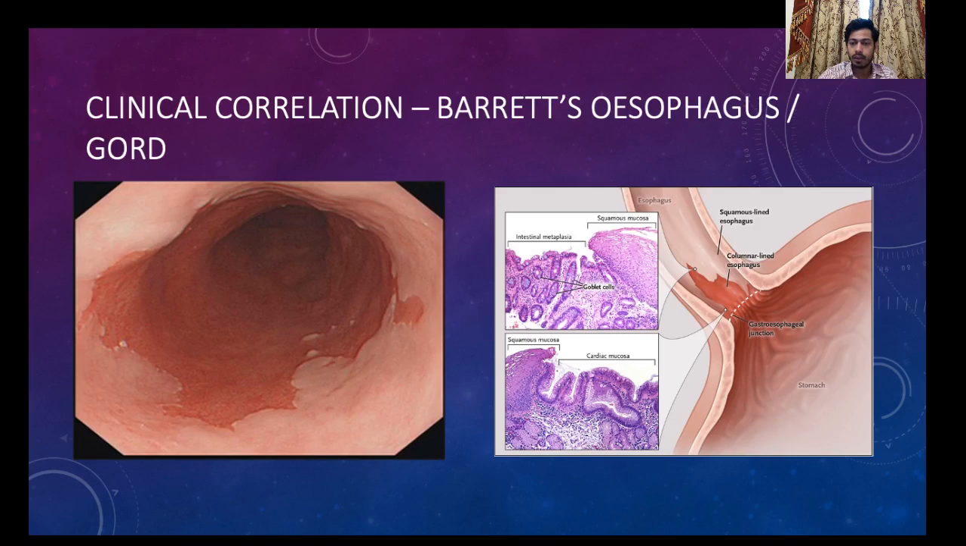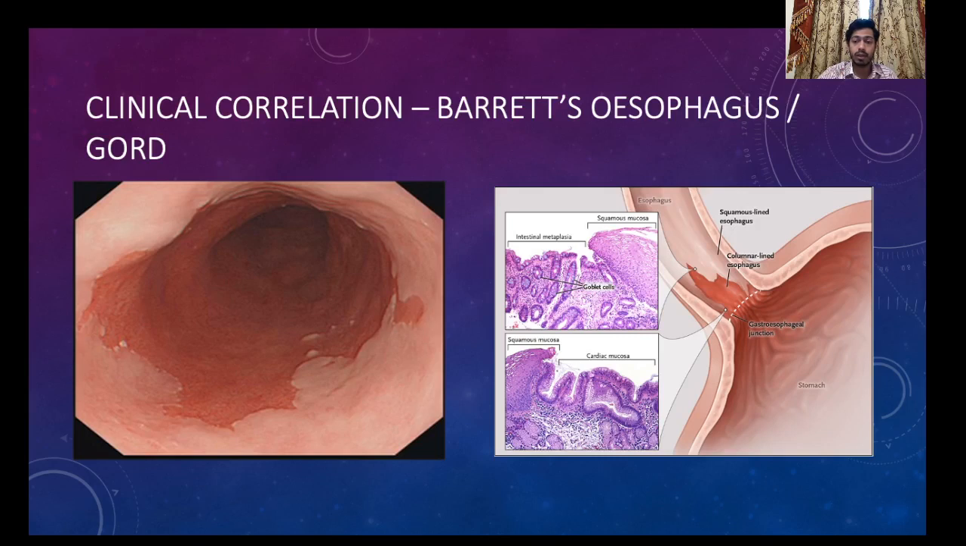And obviously they're highly acidic. So when they're highly acidic, they have the ability to scald the inside mucosa and the epithelium. So usually in a normal esophagus, you would expect to see squamous cell epithelium.